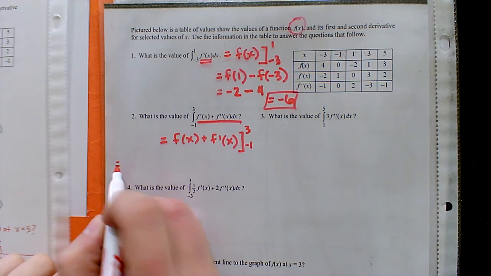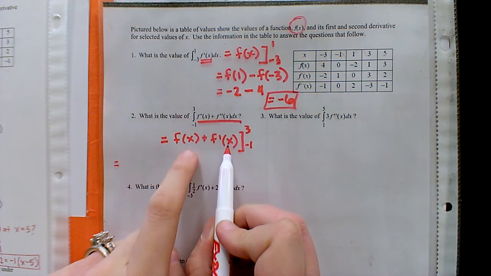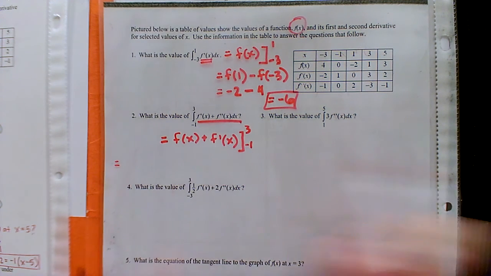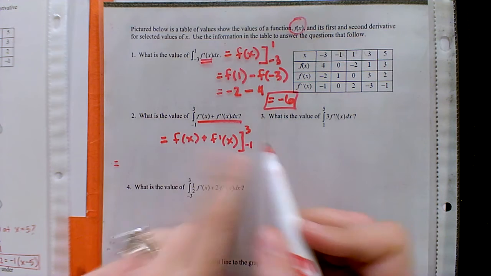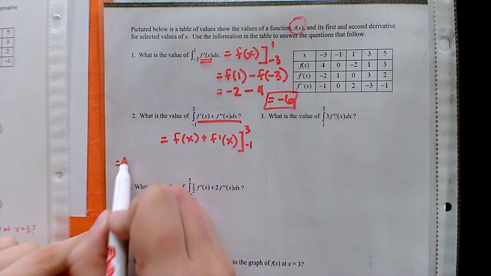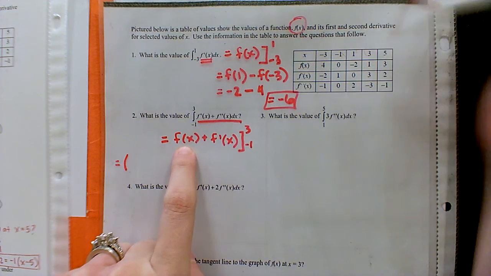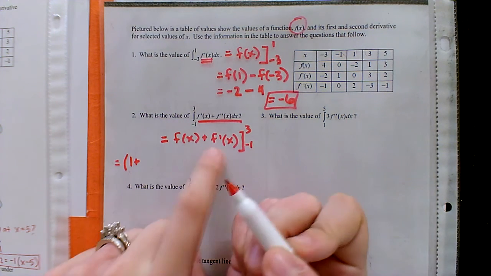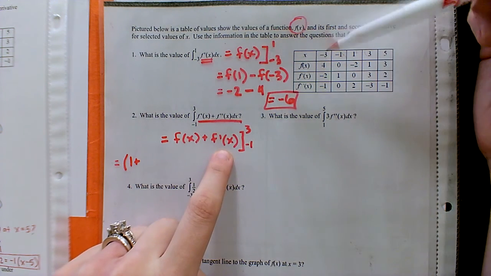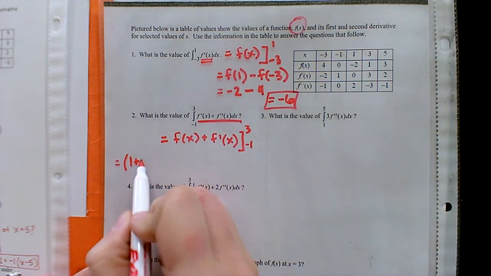All right, so if we check this out, we first have to plug in 3 into all the x's and then subtract what we get when we plug in -1 in for all those x's. So if I plug in 3, f of 3 is 1. And if I plug in 3 for the derivative, I'll get 3.